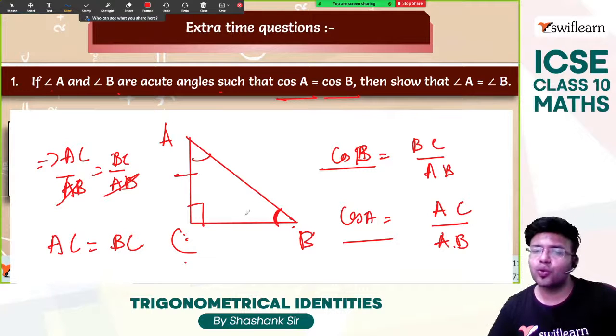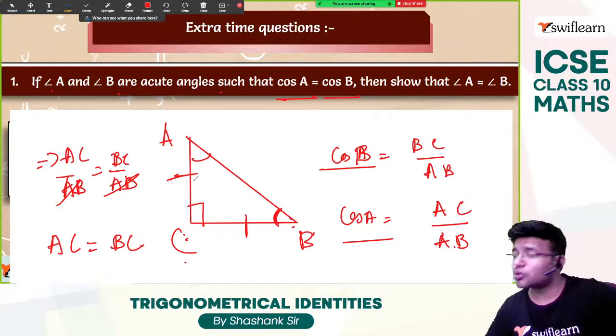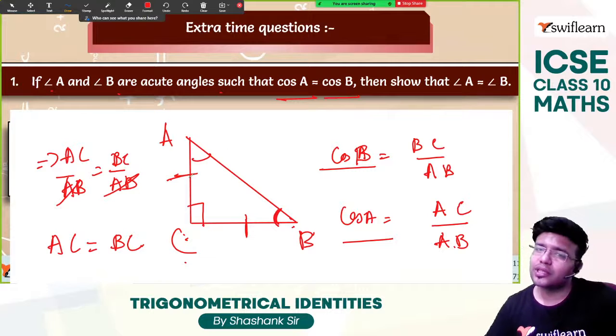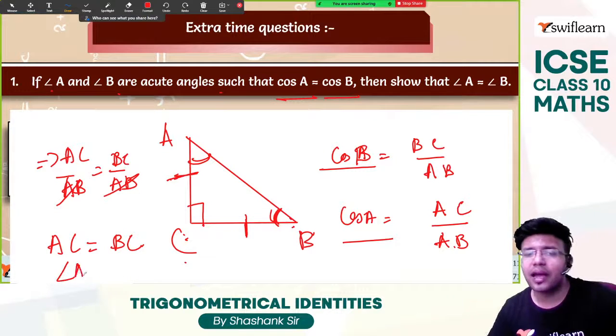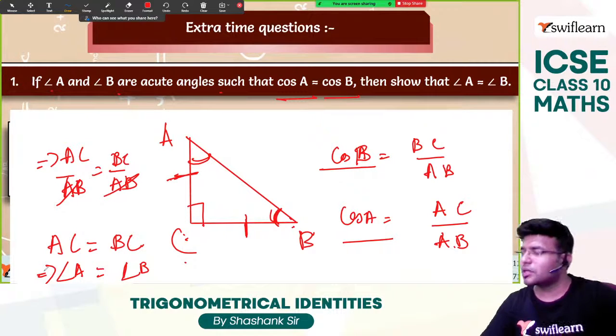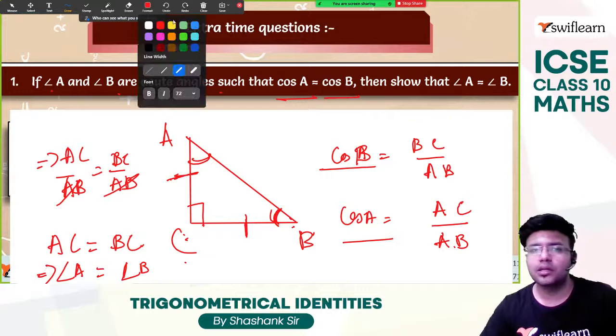Okay, if the two lengths are equal in a triangle, which triangle is it? It is an isosceles triangle. So isosceles triangle, if sides are equal, the angles are also equal. This implies angle A is equal to angle B. Got this? This is how you solve this.